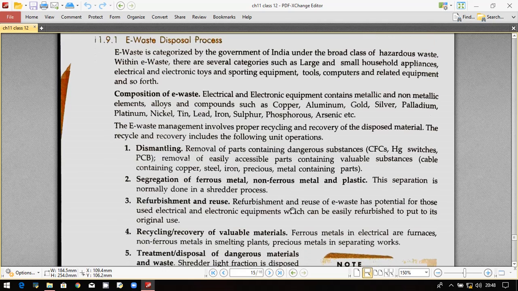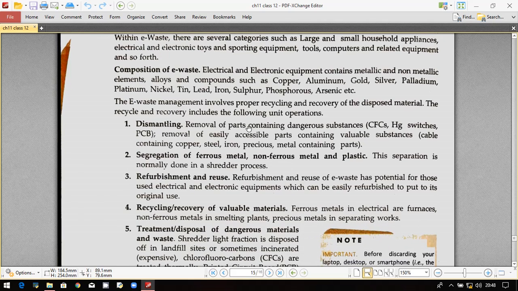The first thing is dismantling. In this, we remove the parts of that particular device completely. Different small parts are taken out from the system. Removal of parts containing dangerous substances like CFCs, Hg switches, PCBs and all these things. Removal of easily accessible parts containing valuable substances, that is, cable containing copper, steel, iron and all these things. They are dismantled, part-wise removed from that particular device. Segregation of ferrous metal, non-ferrous metal and plastic. This separation is normally done in the standard process.